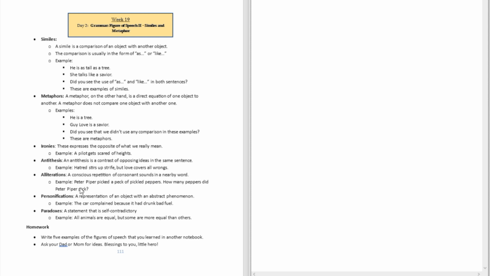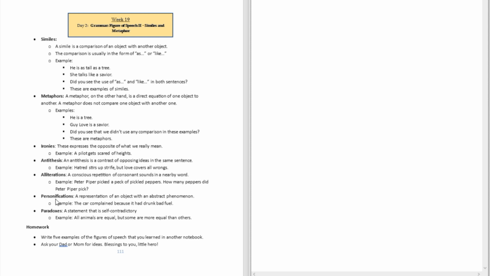Alliterations. A conscious repetition of consonant sounds in nearby words. So an example is going to be Peter Piper picked a peck of pickled peppers. How many peppers did Peter Piper pick? Alright, so did you see that we're constantly trying to repeat the letter P on purpose to teach people how to recite or pronounce the letter P's properly. Peter Piper picked a peck of pickled peppers. How many peppers did Peter Piper pick?